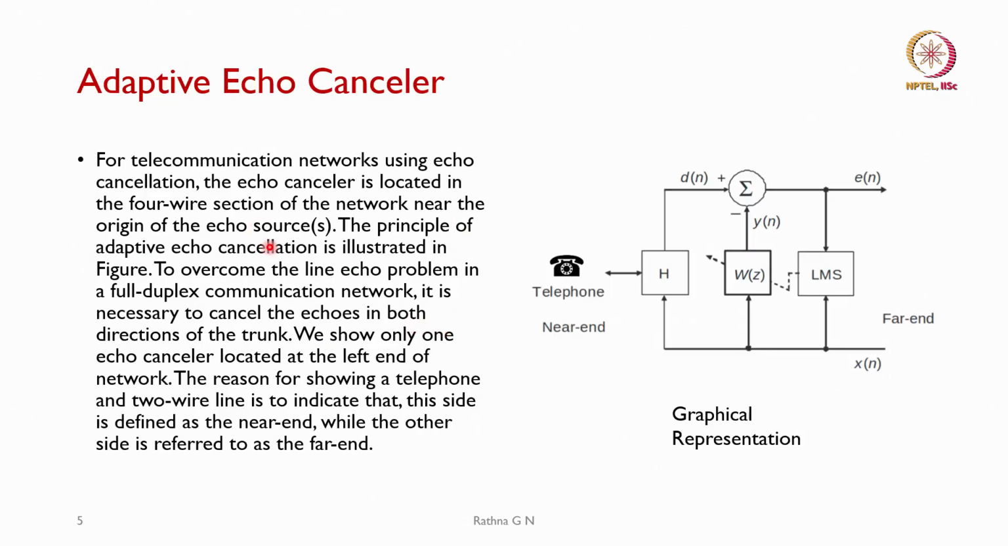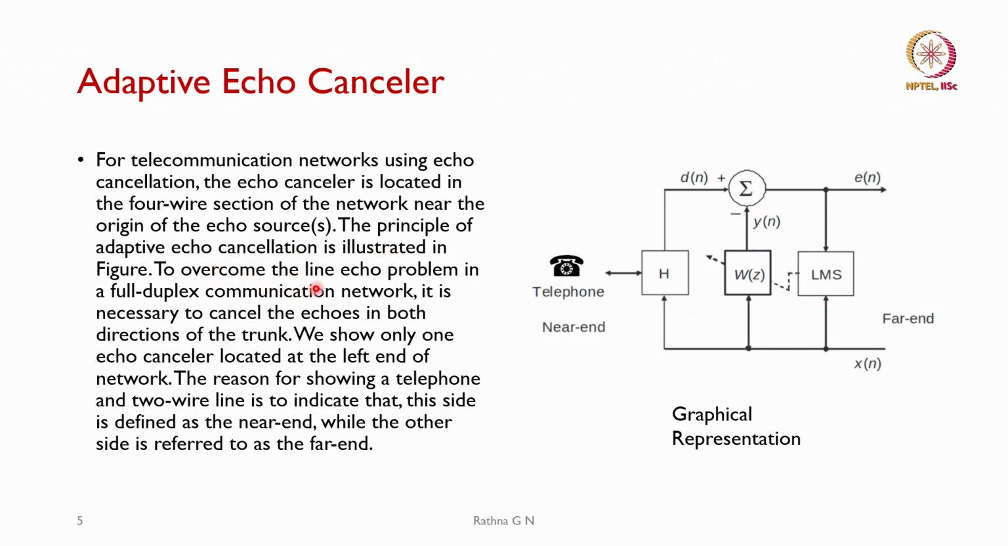Fine. So, how are we going to design the adaptive echo canceller, as shown here. Using echo cancellation, the echo canceller is located in the 4 wire section basically. That is the reason why all the stations use the 4 wire section of the network near the origin of echo sources. So, you have the telephone, this is the near end, and the principle of adaptive echo cancellation is shown in the diagram here. So, we will see how it is going to work.